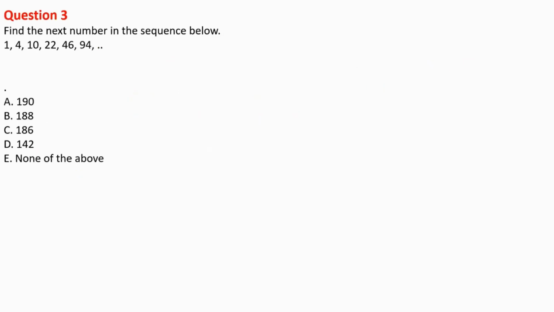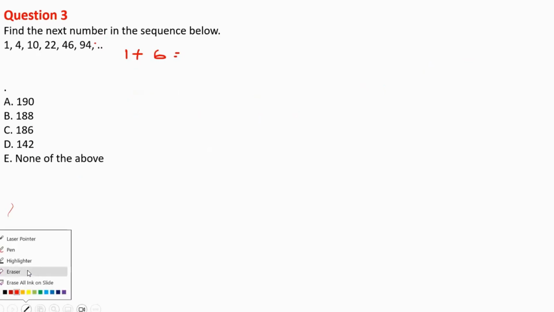Moving on to the third question. Over here, we have a pattern question which reads 1, 4, 10, 22, 46, 94, and the last one is a blank space. We need to find the number for the blank space. So what we need to do is first observe the pattern. If we just see, the first number is increasing by 3 over here. 1 plus 3 is giving you 4.